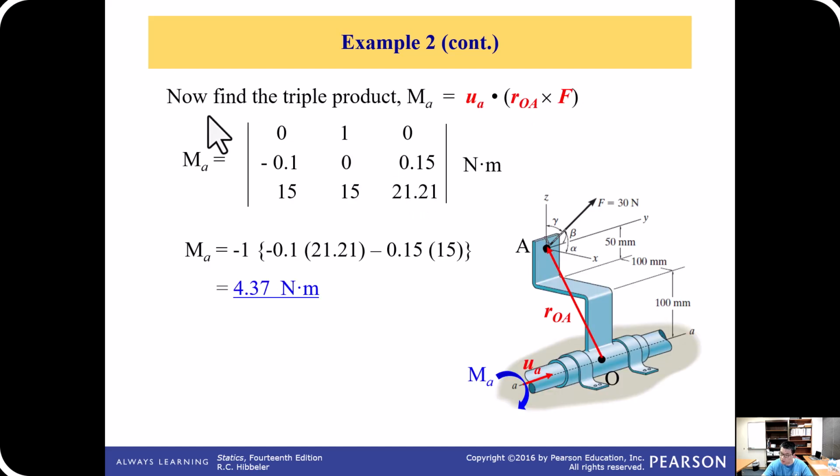So we already have the unit vector, the position vector rOA, and the F vector. Let's write down the determinant and solve it. So that's it. That's pretty much for today's lecture.